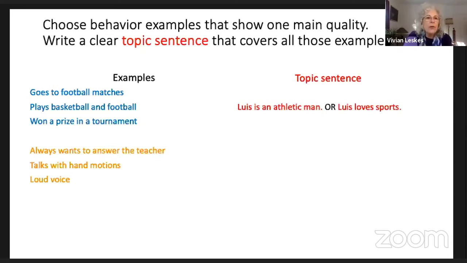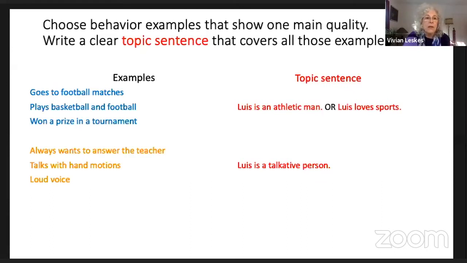He always wants to answer the teacher. He talks with hand motions. He speaks with a loud voice. So if those are the examples, you would put them together because they're all related to a main quality. And you might say, "Luis is a talkative person," and that might be the topic sentence of this paragraph, but it's only going to be one quality.